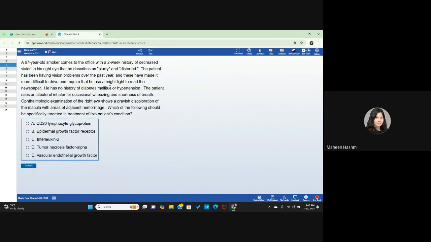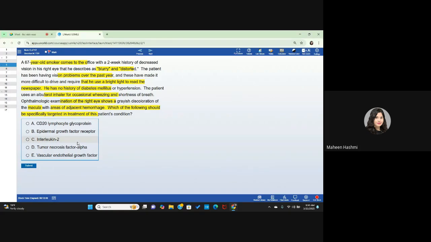Fifth question. The patient uses an albuterol inhaler for occasional wheezing. Ophthalmologic examination of the right eye shows a grayish discoloration of the macula with areas of adjacent hemorrhage. Which of the following should be specifically targeted in the treatment of the patient's condition? A 67-year-old smoker comes to the hospital because of blurry and distorted vision. He has been having vision problems over the past year, which have made it most difficult to drive, and he requires a bright light to read the newspaper. He has no history of DM and hypertension. What do you think is targeting?